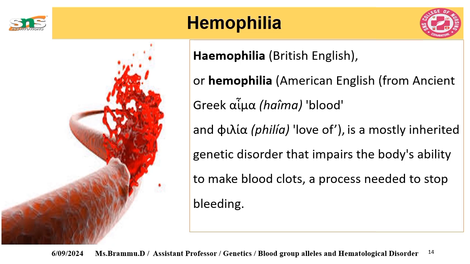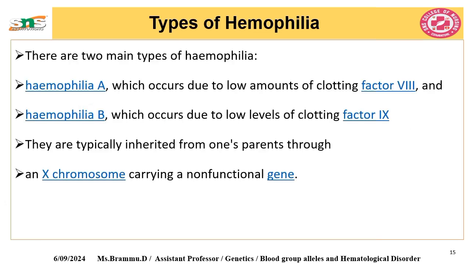So, if the client is walking or has a sudden fall, there is severe bleeding either beneath the tissue or externally. If the cut or injury is too large, the external bleeding is very heavy until we plan for some transfusions. There are majorly two types, hemophilia A and B. A is considered to be due to low amounts of clotting factor 8, and hemophilia B is due to low levels of clotting factor 9.